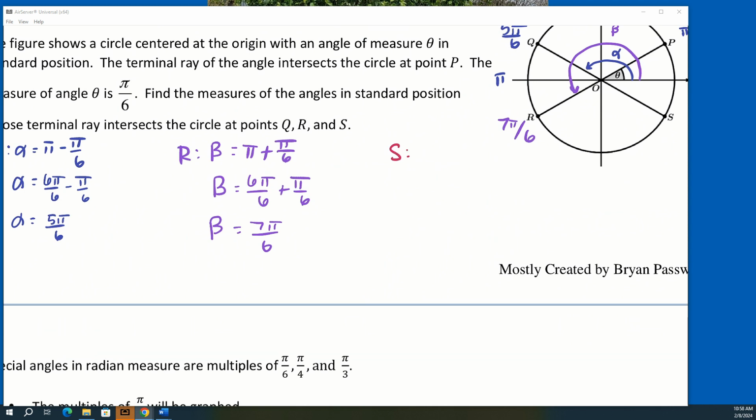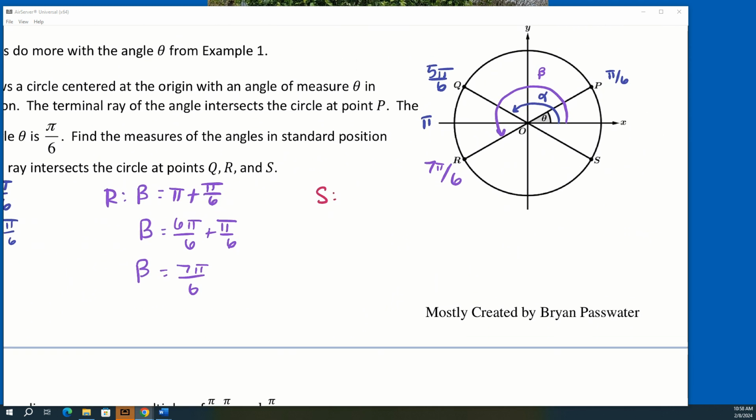All right, and then finally for s, circle's not big enough. We're going to call that gamma. All right, so remember that full rotation is 2 pi. So I don't want to do a full rotation, but almost. We're going to do the full rotation minus the pi over 6. All right, so 2 is going to be 12/6.